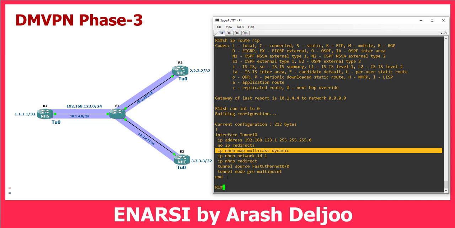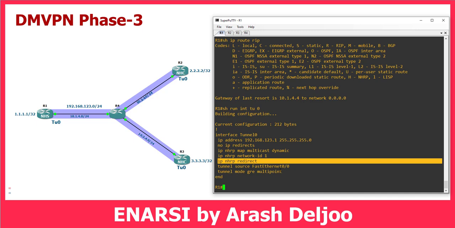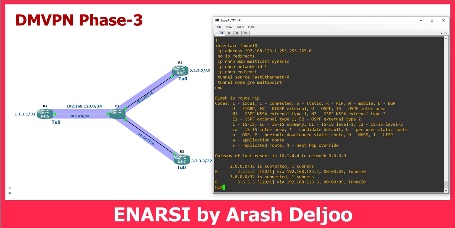After that, look at here, interface tunnel 0 IP address. Here we need to configure also the IP NHRP redirect. I have configured it previously. Here we don't have any problem. Show IP route RIP can show us we have learned quad 2/32 and quad 3/32. Quad 2/32 was learned from router 2 and quad 3/32 was learned from router 3.